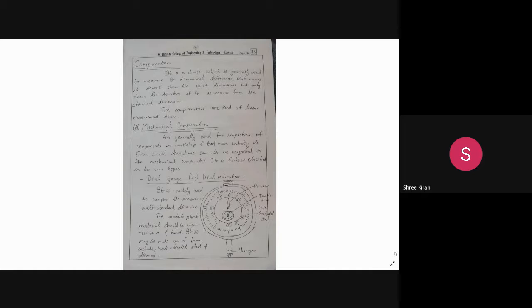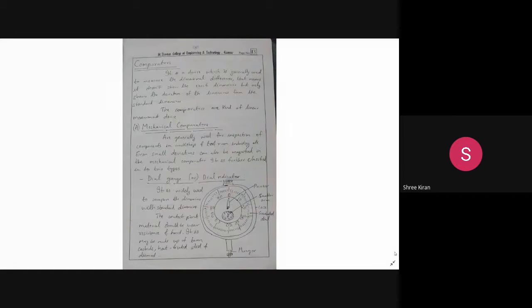So this is what happens in the case of a mechanical comparator, which is generally used for the inspection of components in the workshop and tool room industry, etc. Even small deviations can be magnified. The mechanical comparator is further classified into two types: dial gauge or dial indicator, and reed type of mechanical comparator.